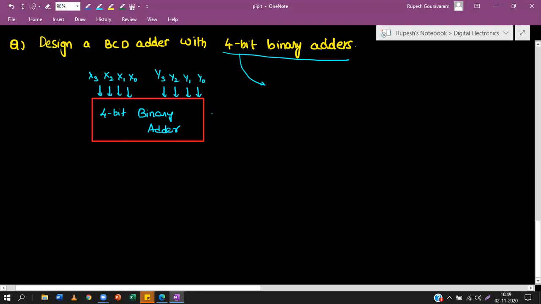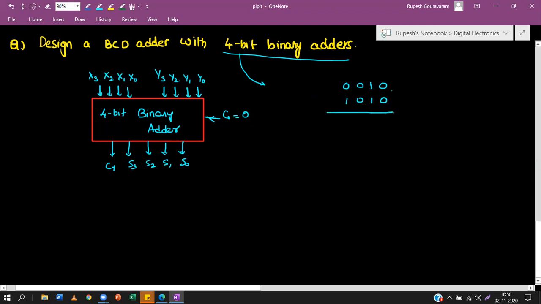Okay. And the carry is 0. And we get the sum here. This 4-bit binary adder has 5 bits as output. So this is S0, S1, S2, S3, and one carry also will be there. Now, what will this 4-bit binary adder do? Suppose we get two 4-bit numbers, 0, 0, 1, 0 and 1, 0, 1, 0.